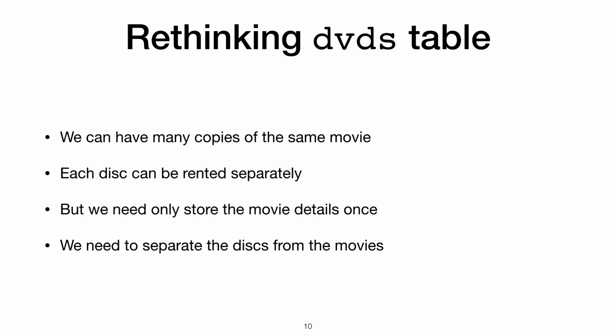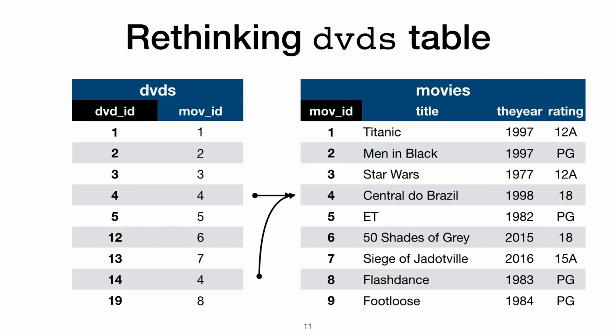So each disc is rented separately, but we only need to keep track of the movie details once. We only need to keep track of the fact that Central do Brasil was released in 1998 once. And so really what we need to do is we need to separate the discs from the movies that are on them, which conceptually is difficult, but from a database point of view, they're two completely different things.